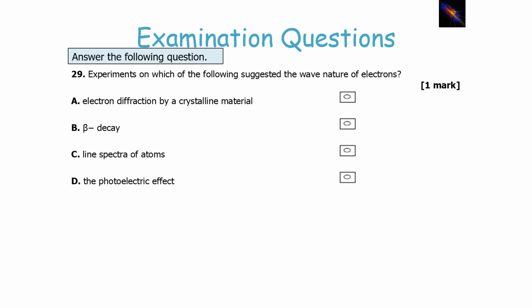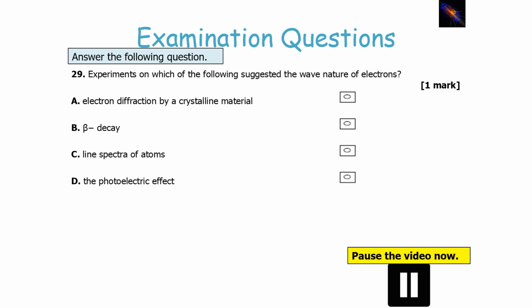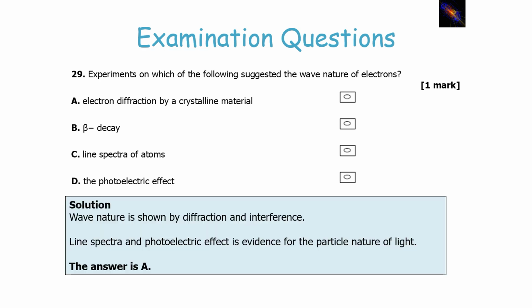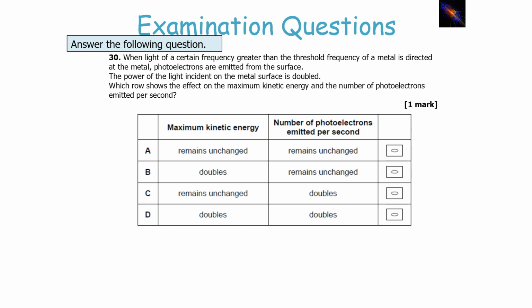Now, next question. Experiments on which of the following suggest the wave nature of electrons? So pause the video now, then unpause the video when you want to go through your answer. So wave nature is shown by diffraction and interference. Now, line spectra and the photoelectric effect are evidence of the particle nature of light. So therefore, our answer is A.